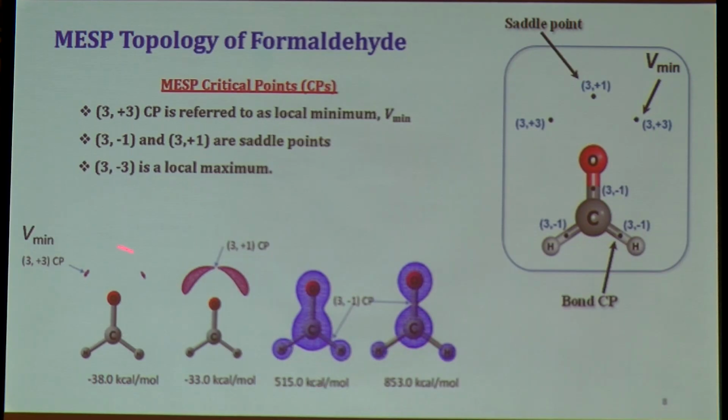We can also visualize this by plotting the electrostatic potential. At minus 38, you will get this region. Also, if you plot a value very close to the (3,+1) value, you can see that the saddle point is surrounded by the electron-rich lone pair regions. If you plot a very positive value, you can also see the saddle point over here, the bond critical point for the CO bond, which has the highest positive value.